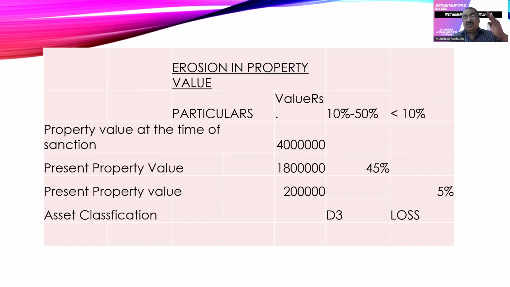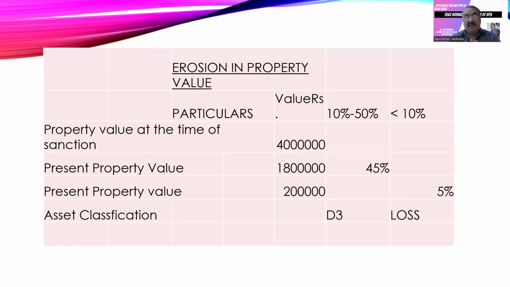In case due to the change in the importance of the property, the value has fallen between 10% and 50%, that is, 50% to 10% of the value has decreased, then you can directly classify that account as a doubtful asset. If the property has suddenly lost most of its value, then you can classify that standard account as a loss asset.